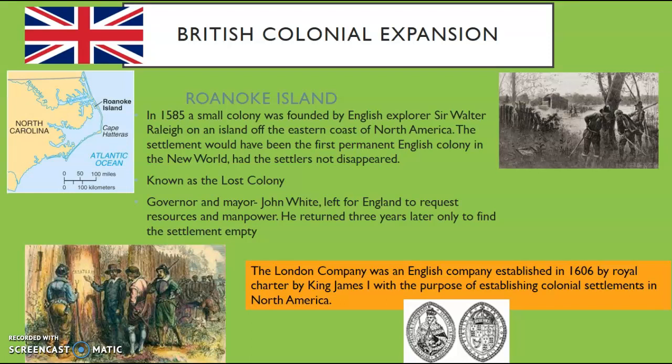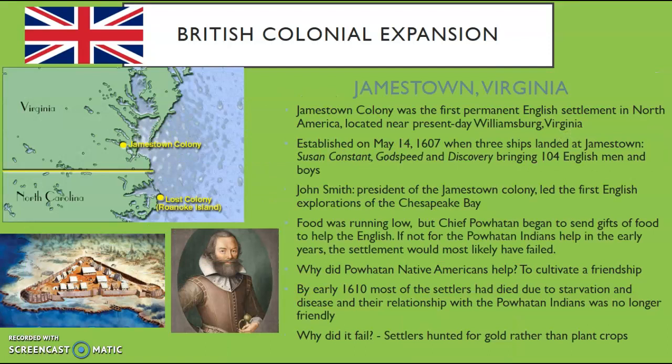And the London Company is going to step in after Roanoke Island and help with the second big settlement, which of course was Jamestown. So Jamestown is in Virginia. It was the first permanent English settlement because, of course, the Lost Colony was lost. And 3 ships landed there. John Smith, who is this man in the picture, was the president, and he started exploring.